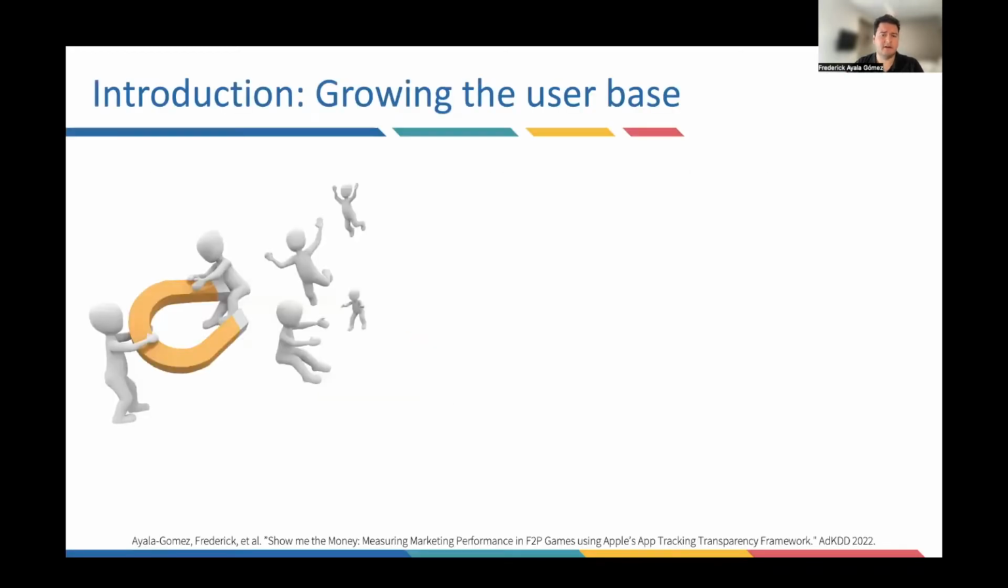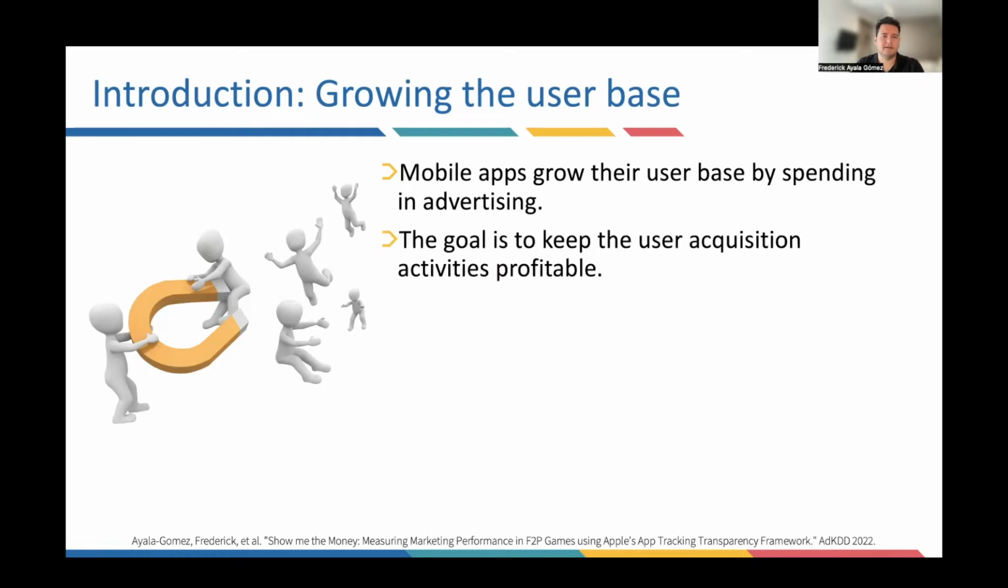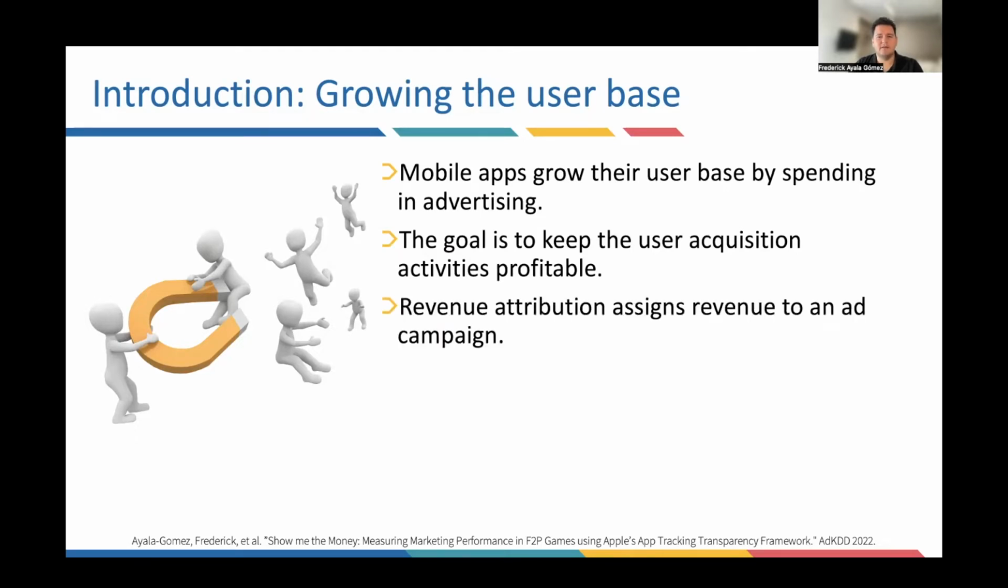Let's start with an introduction on how app developers grow their user base. In general, mobile app developers assign part of their revenue to grow their user base by spending in advertising. The goal is to keep the user acquisition activities profitable. For this, we need to attribute revenue to campaigns. This basically means assigning parts of the revenue to the campaigns that we are paying for to show ads.